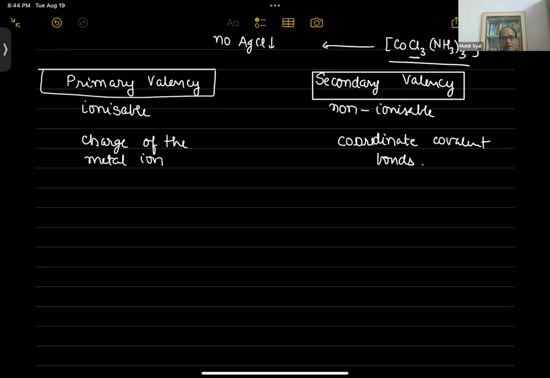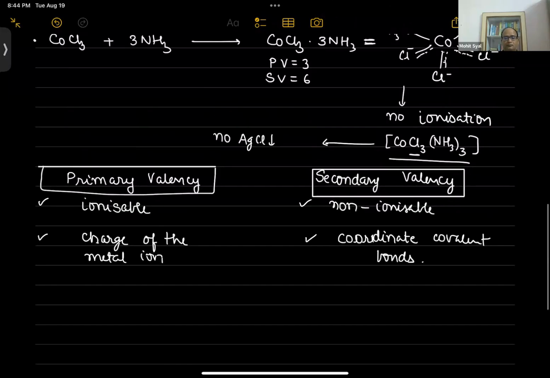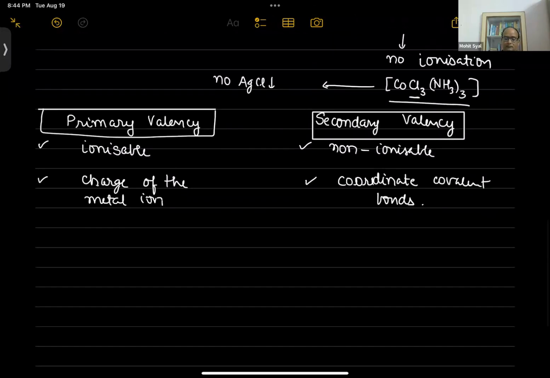Who can satisfy primary valence? So are these both the points clear? Yes, sir. Leslie, is it clear? Yes, sir.